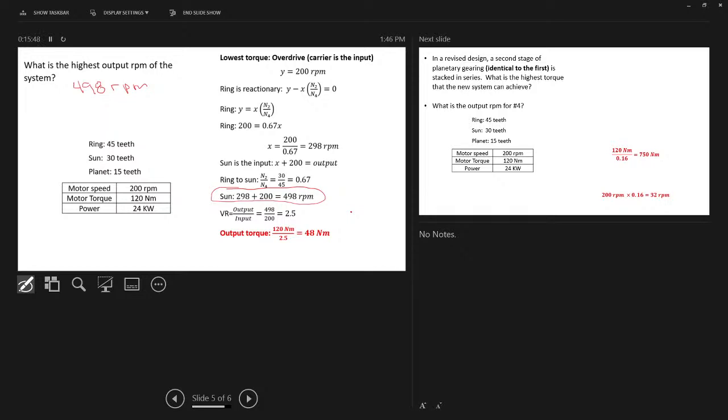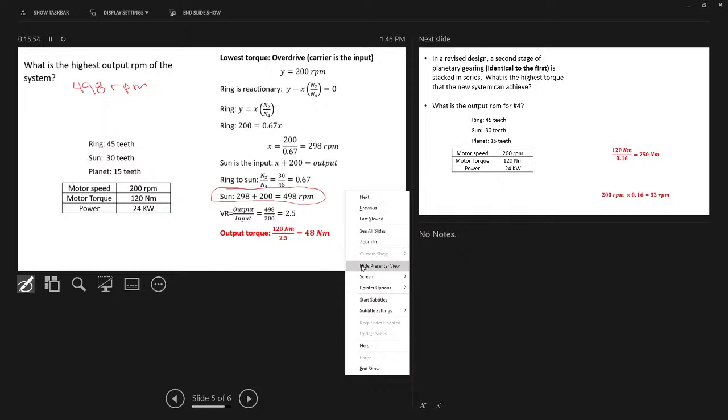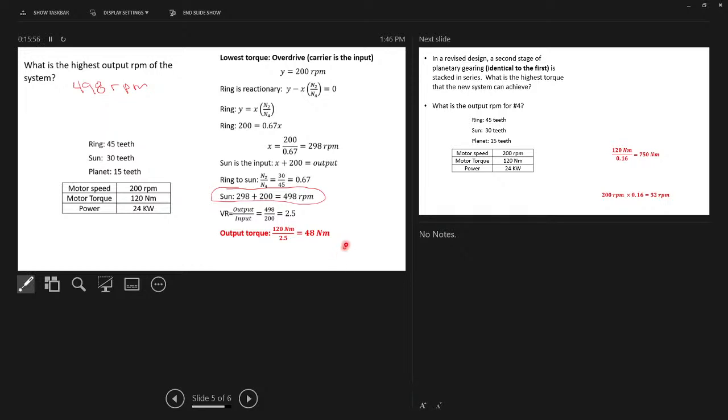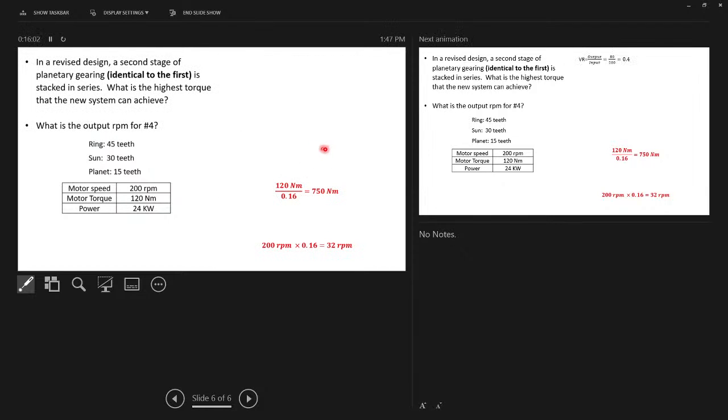So now we have the next stage, or the next problem, where we actually add a second stage to the system. All right. So in a revised design, a second stage of planetary gearing, which is identical to the first, is stacked in series. So we have a collinear gearing system. What is the highest torque value the new system can achieve? And the second question is, what is the output RPM of system 4?